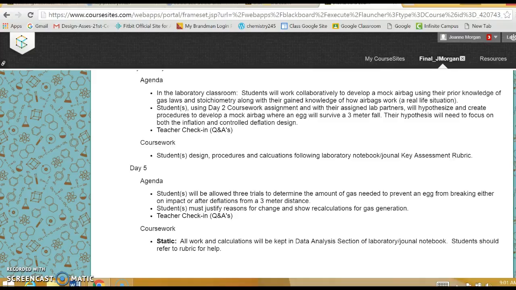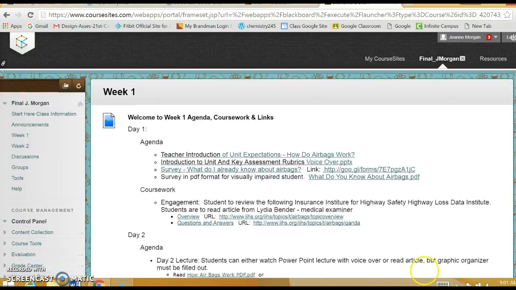They also have 3 trials at making this egg successful. And even if they don't, even if on their 3rd trial they still broke the egg, as long as they're moving in the direction of mastery, that's what I'm looking for. So that's kind of the first week laid out.